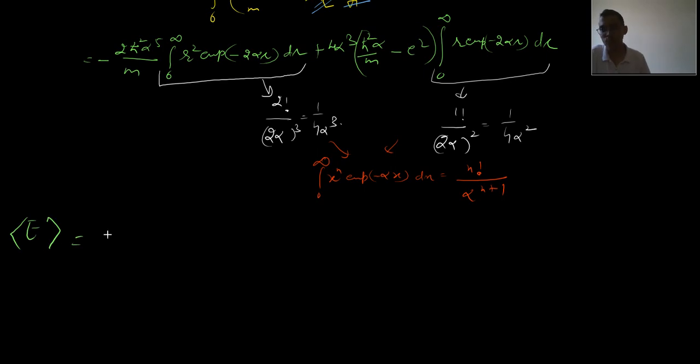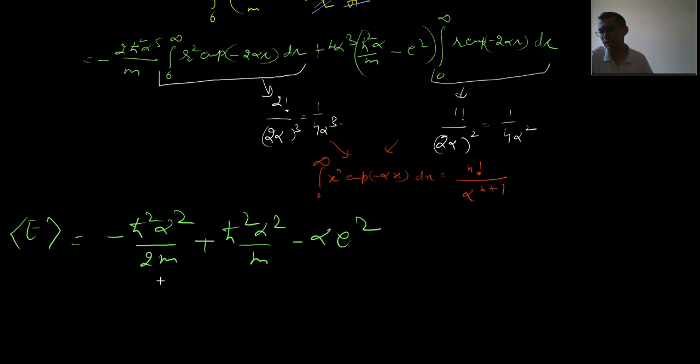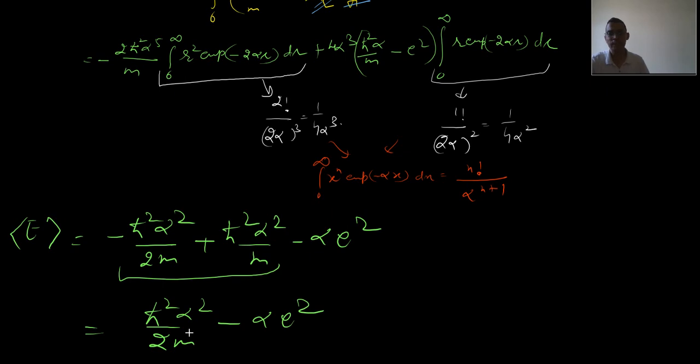This is equal to minus ħ²α²/2m plus ħ²α²/m minus αe². If I take the LCM of these two, this will be equal to ħ²α²/2m minus αe². So this is the expectation value of energy, but our objective is to find this using the variational principle.